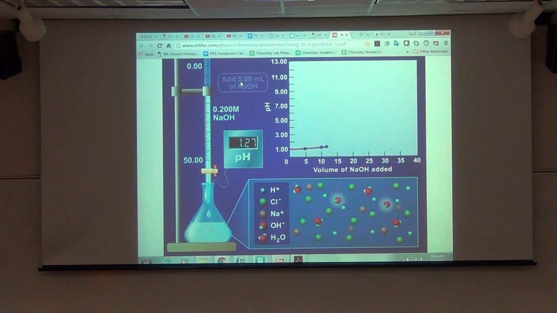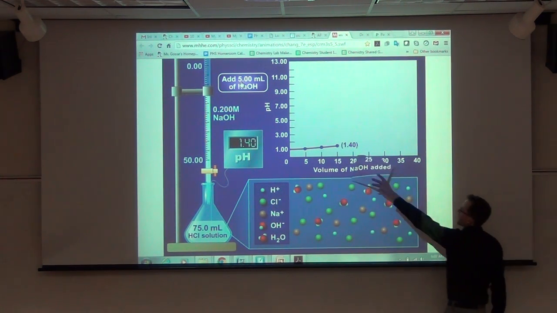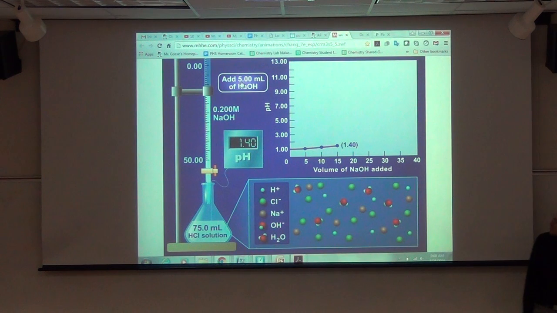I'm going to add another one. I don't want to spend too much time on all this. And again, that's what the pH is reading. It's on the pH meter, and it's on the graph right there. So I'm up to 15 mL of NaOH.